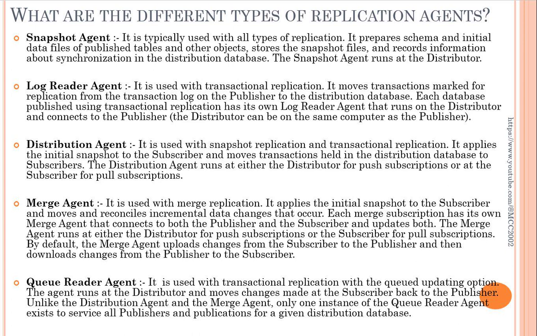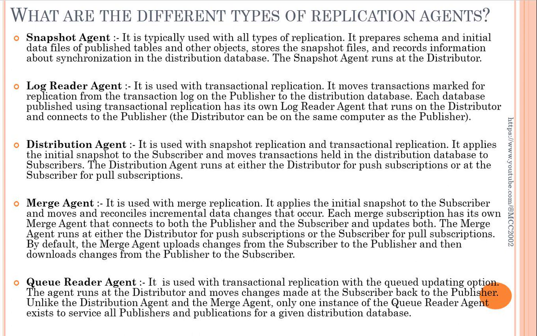Okay, next is distribution agent. So the distribution agent is used with snapshot replication and transactional replication, only those two. Okay, mind it. It applies the initial snapshot to the subscriber and moves transactions held in the distribution database to the subscriber. The distribution agent runs at either the distributor for push subscriptions or at the subscriber for pull subscriptions. So there are two types of subscription, push and pull.